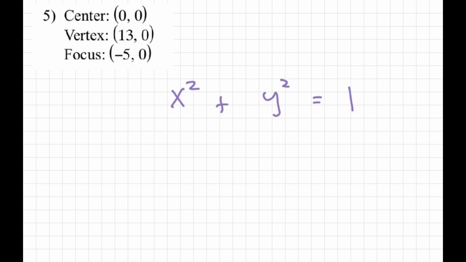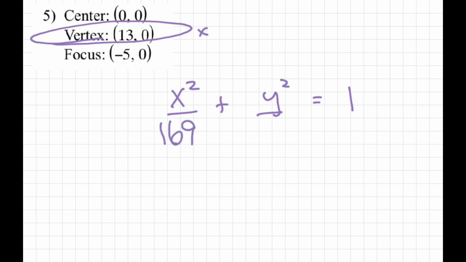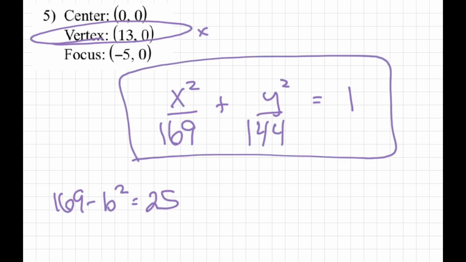Okay, since the center is at 0, 0, I know that at least it's going to look like this, and so I really only have two numbers that I have to find. The vertex is on the x-axis, and so I know that 13 squared is going to go right there. I also know that 169 minus whatever b squared is has to equal negative 5 squared, which is 25. And so again, because those numbers are very familiar, there you go.